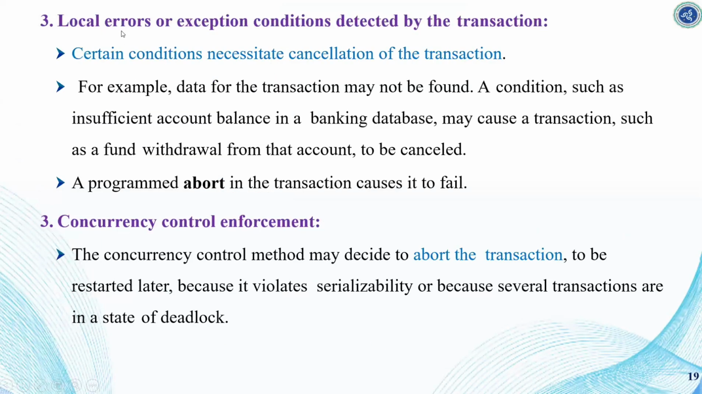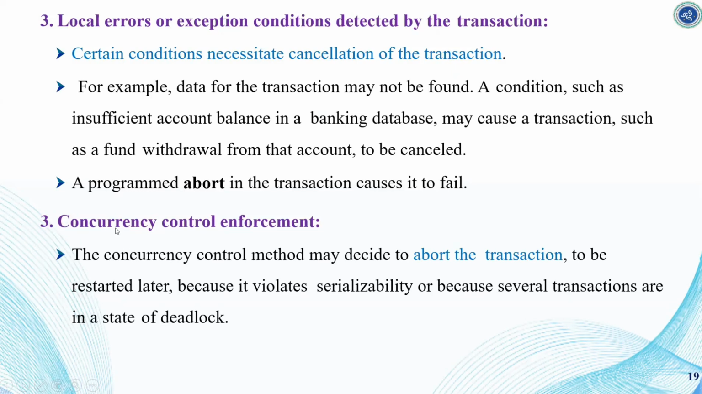Okay. Next one is the local errors. Suppose if I want to transfer 100 rupees from A to B. If the account A does not have the minimum 100 rupees, then that transaction gets cancelled, right? So the minimum balance must be there, otherwise the fund transfer will not happen. So that is another type: local errors, or cancellations based on conditions.